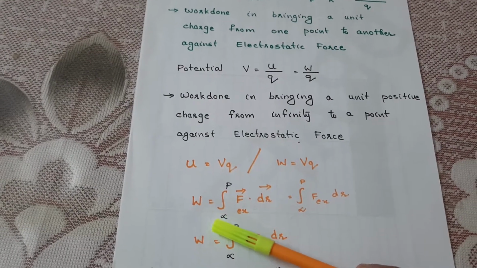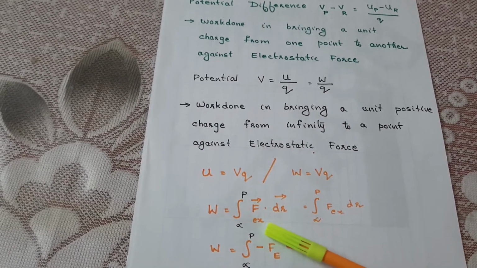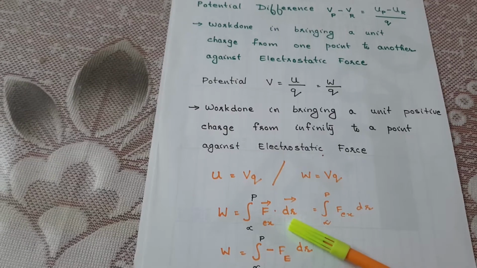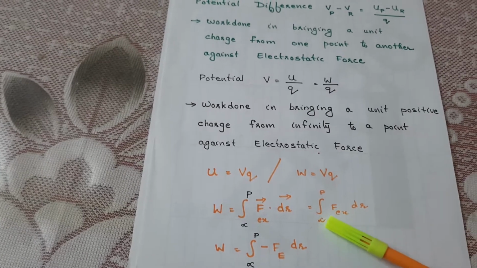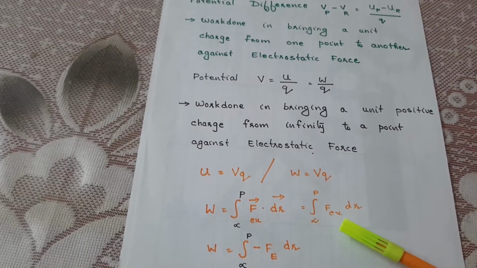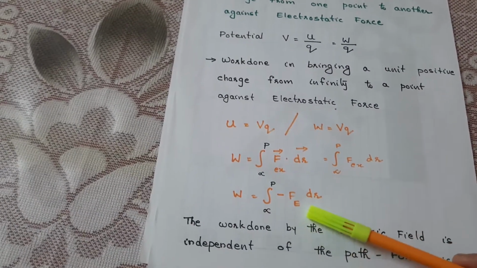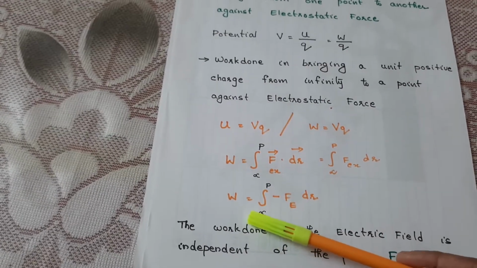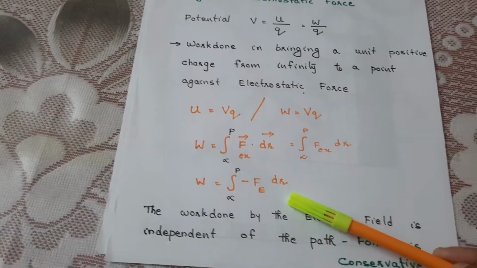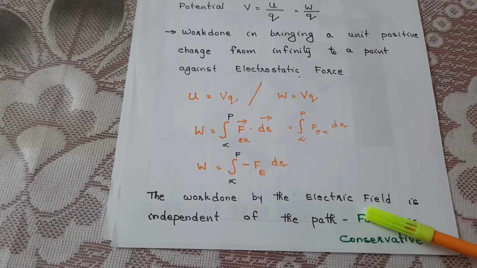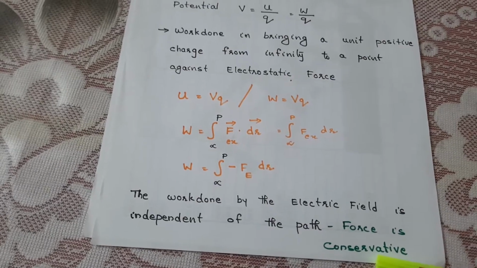The work done by the external force W is equal to the integral from infinity to P of F external dot dr. Since the displacement is in the direction of the external force, it is equal to the integral from infinity to P of F dr. But the external force is equal and opposite to the electrostatic force, so W is equal to the integral from infinity to P of minus Fe dr. The work done by the electric field is independent of the path, as the force is a conservative force.